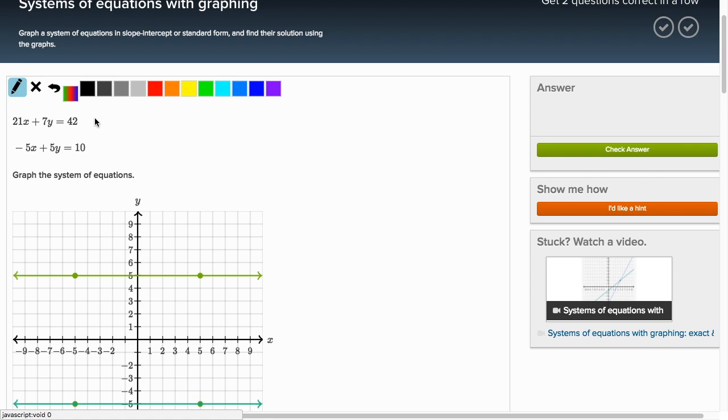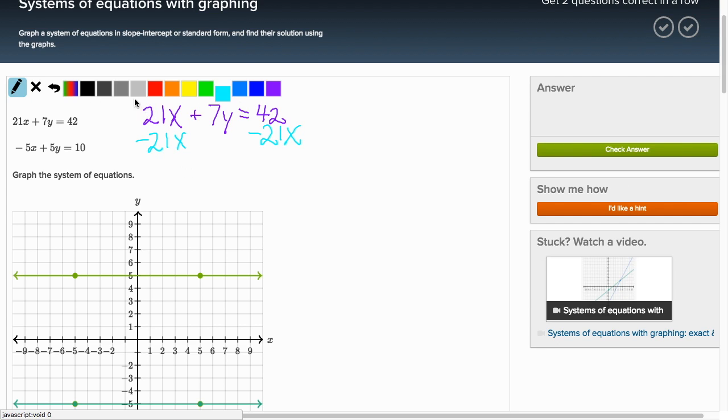So we need to rearrange these into two lines that we can easily graph. We want to get the y by itself each time because we need it in y equals mx plus b format. Let's start by copying them over and starting to solve. We're going to get the y by itself, so the first thing we're going to do is subtract 21x off both sides.